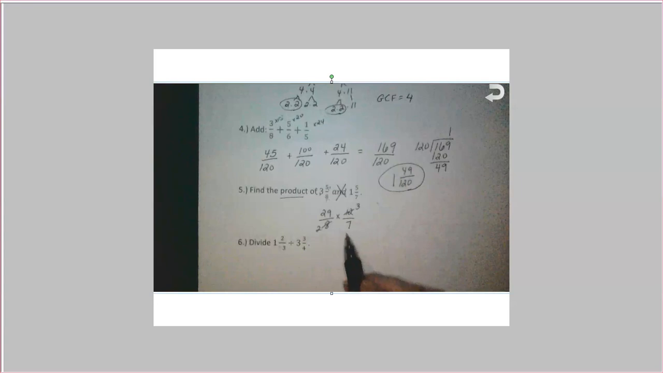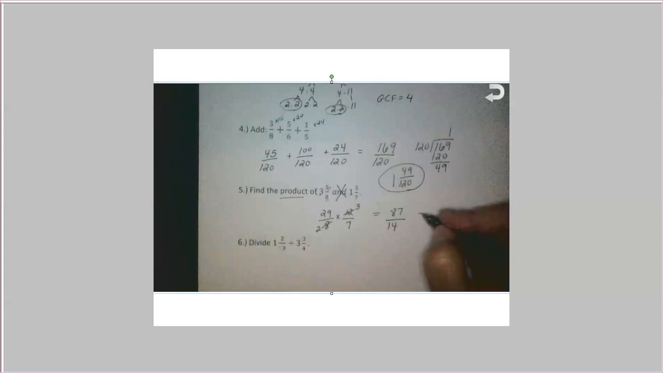I won't be able to reduce 29 and 7, so that means now I'm going to multiply 29 times 3. That'll give me 87, and 2 times 7 is 14. So I will simplify this into a mixed number unless it asks me to leave it as an improper fraction. This would be equal to 6 and 3/14.